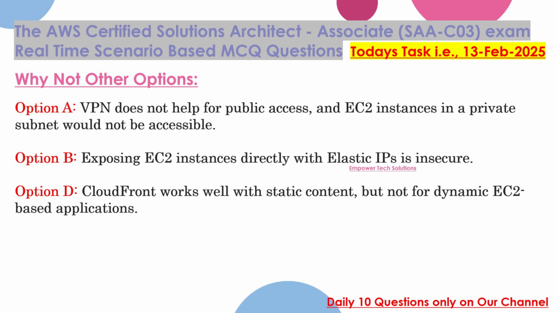Why not other options? Option A. VPN does not help for public access, and EC2 instances in a private subnet would not be accessible. Option B. Exposing EC2 instances directly with Elastic IPs is insecure. Option D. CloudFront works well with static content, but not for dynamic EC2-based applications.